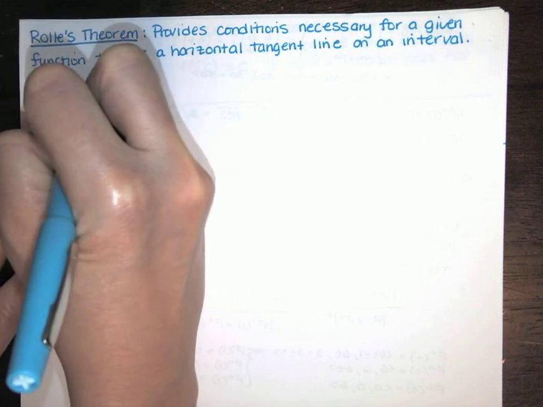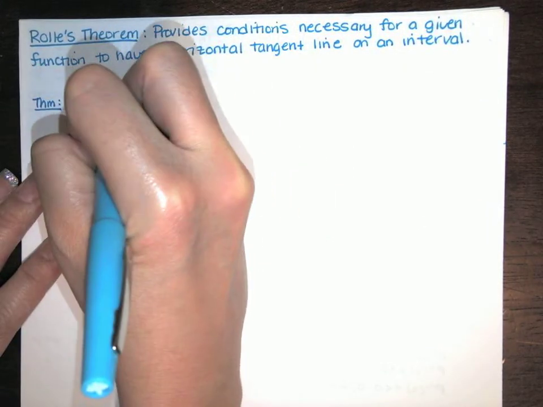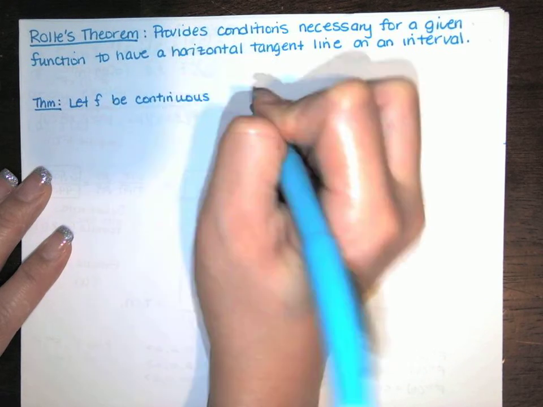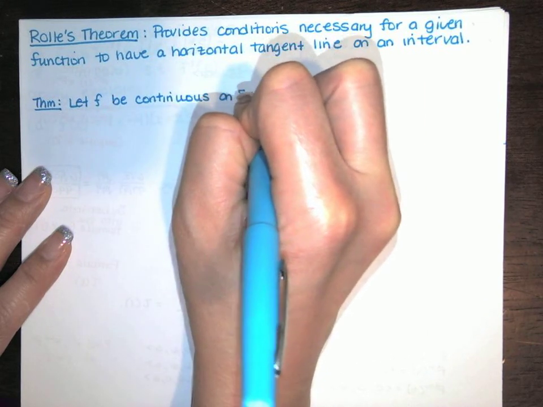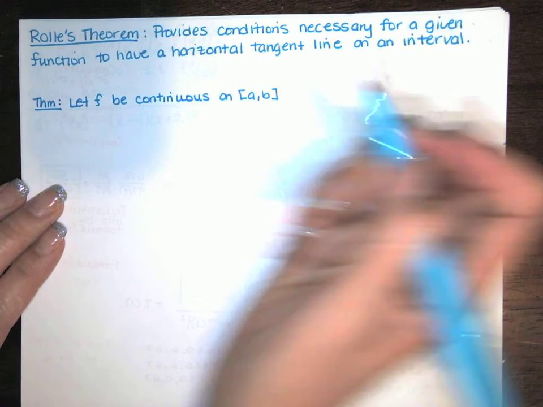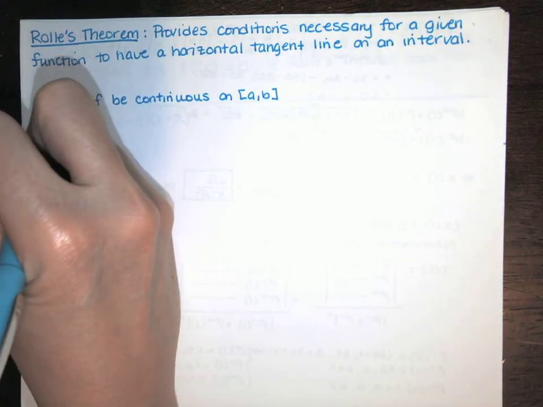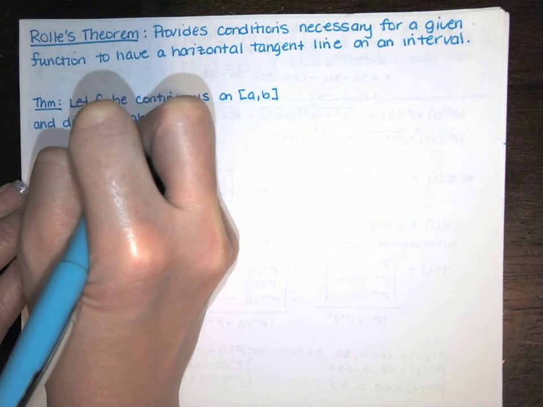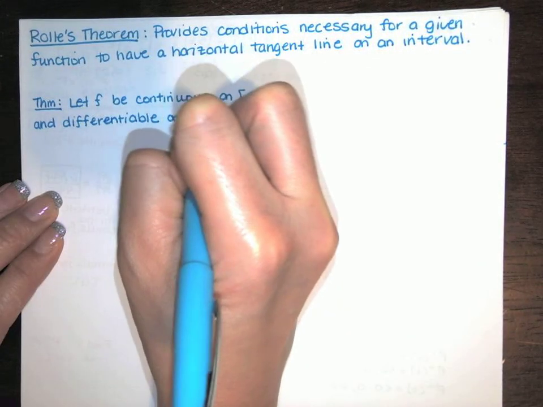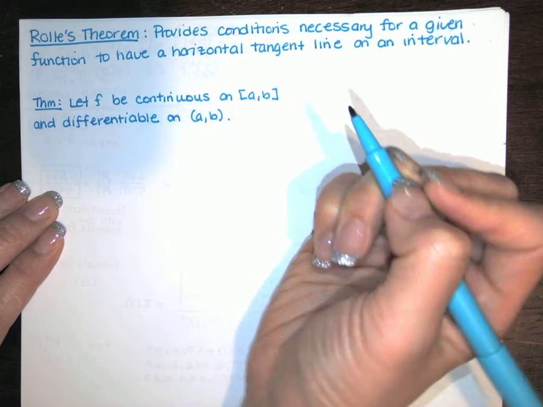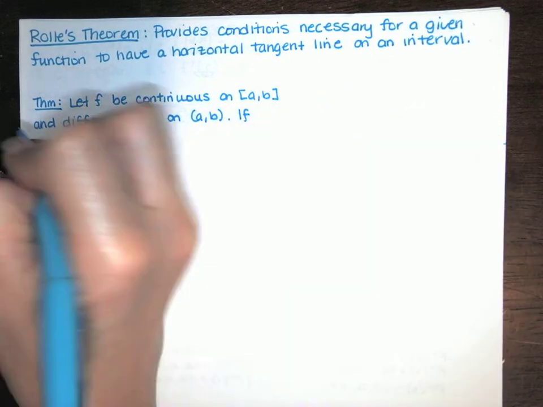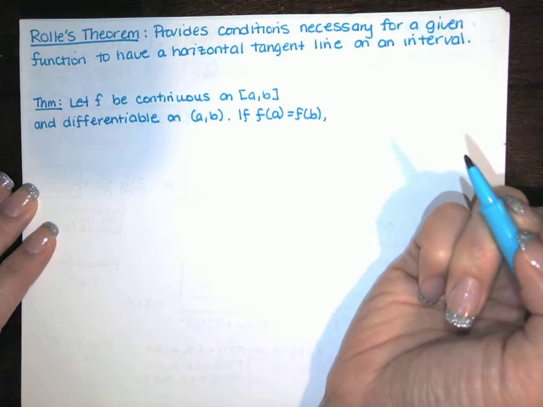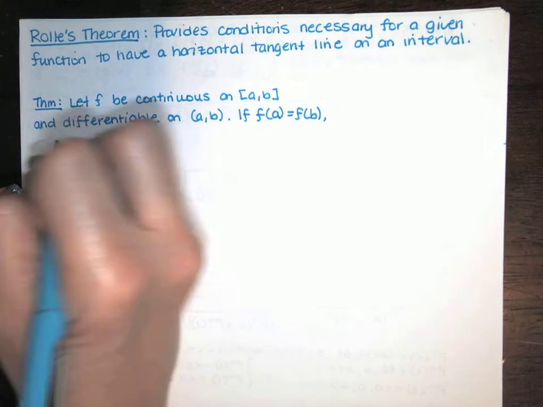It says, let f be continuous on the closed interval from a to b, and differentiable on the open interval from a to b. Then if f of a equals f of b, we're guaranteed the following.